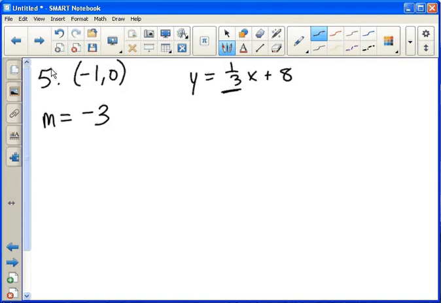One way you can check that you've done it correctly, you should be able to multiply this slope and this slope together and get -1. And they do in this case. So then we do y minus y1 equals m times x minus x1. Again, you get plus 1 because it's minus -1. So you end up with negative 3x minus 3.